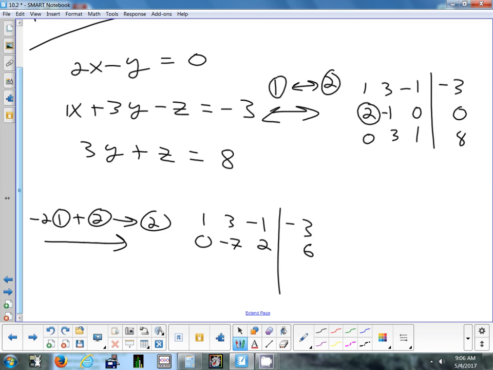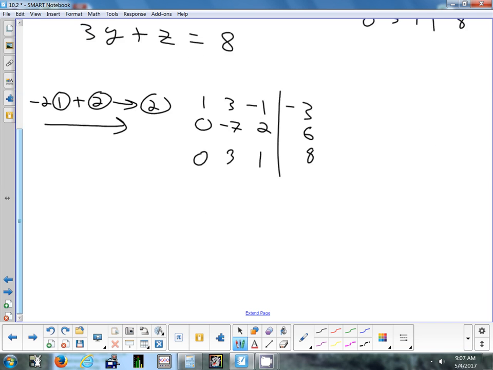Any questions on that? Okay. Keep the third row the same: 0, 3, 1, 8. Now, what's the next step? What do you want to do now? We've got to get this negative 7 to be a 1.